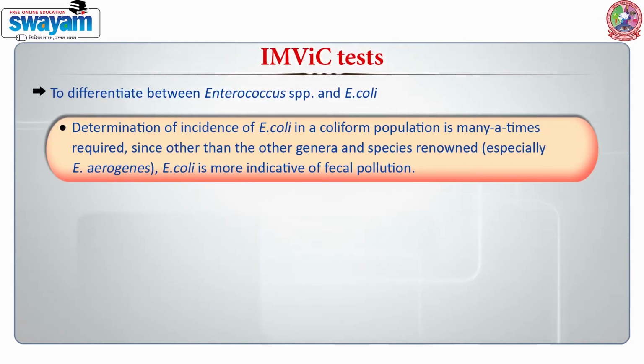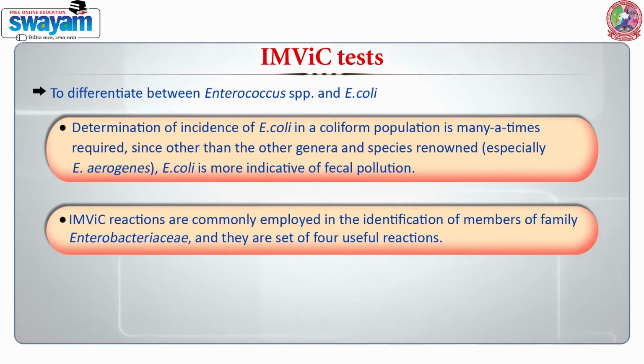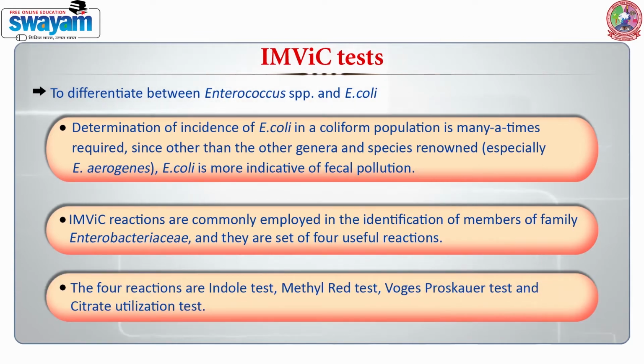Determination of the incidence of E. coli in a coliform population is many times required, since, compared to other genera and species, E. coli is more indicative of fecal contamination. IMVIC reactions are commonly employed in the identification of members of the family Enterobacteriaceae, and they are a set of 4 useful reactions. These reactions are indole test, methyl red test, Voges-Proskauer test, and citrate utilization test.